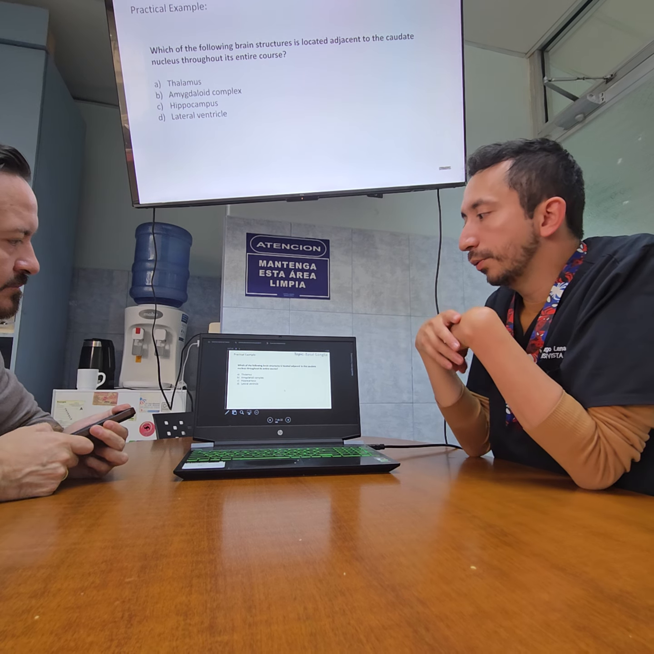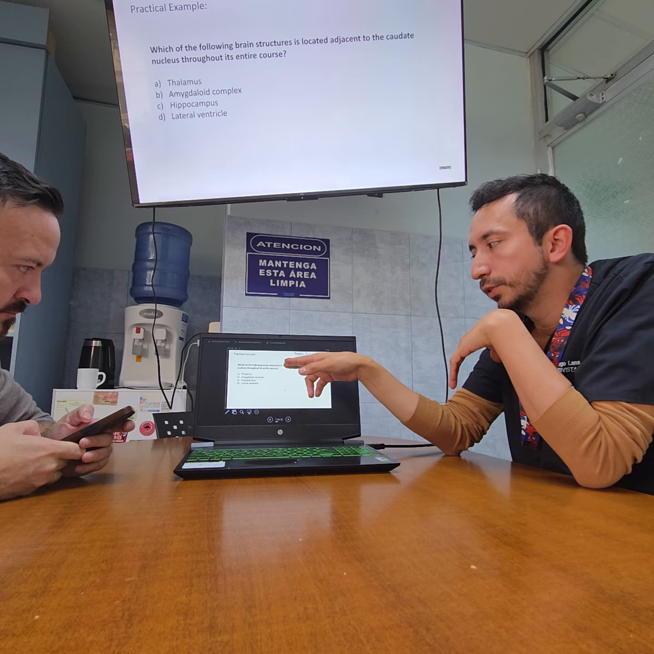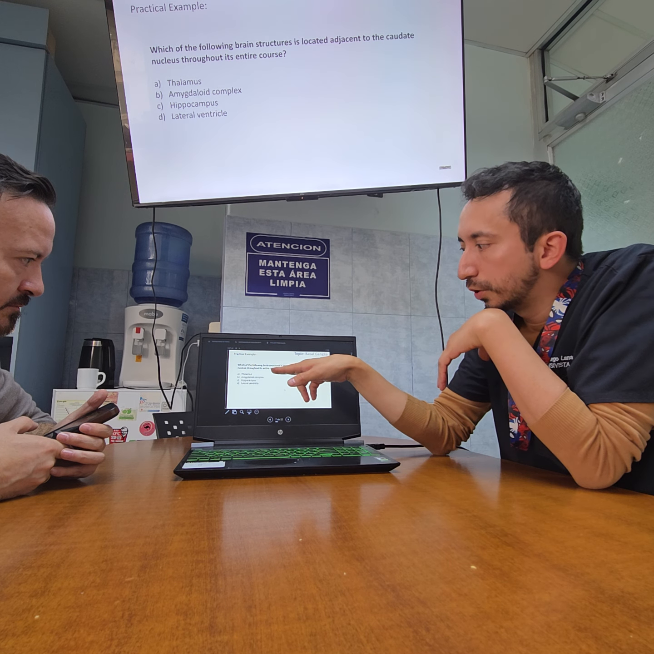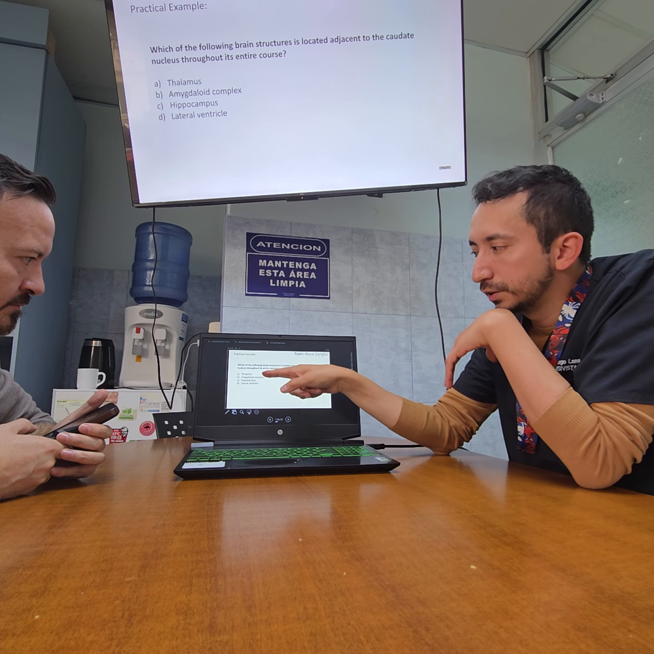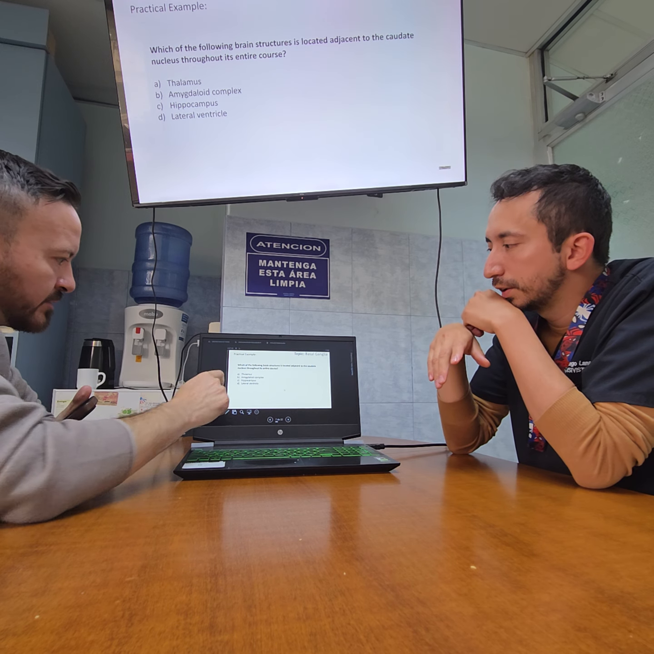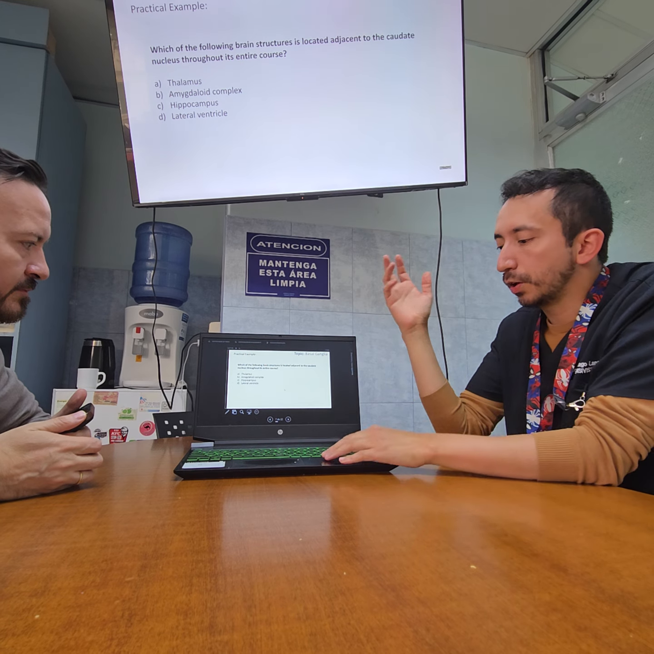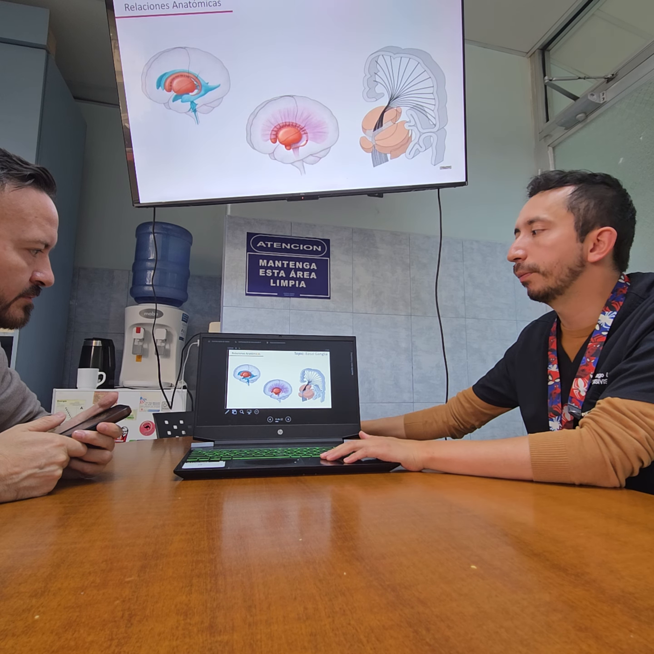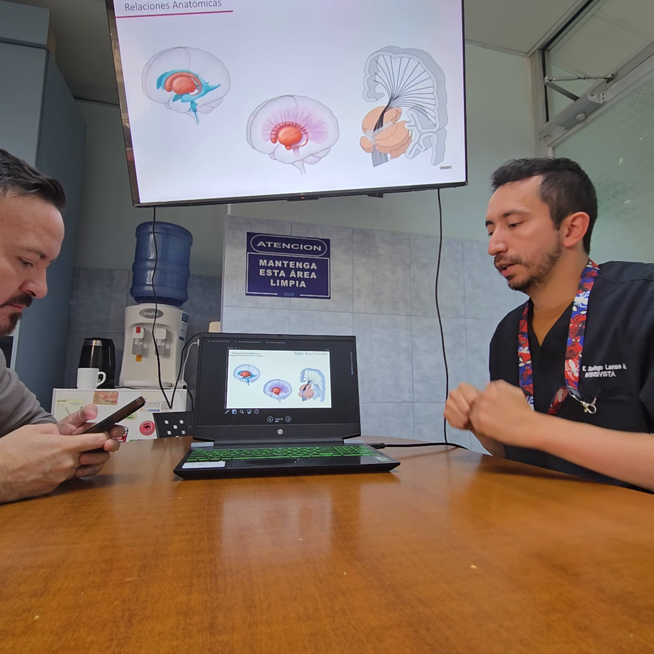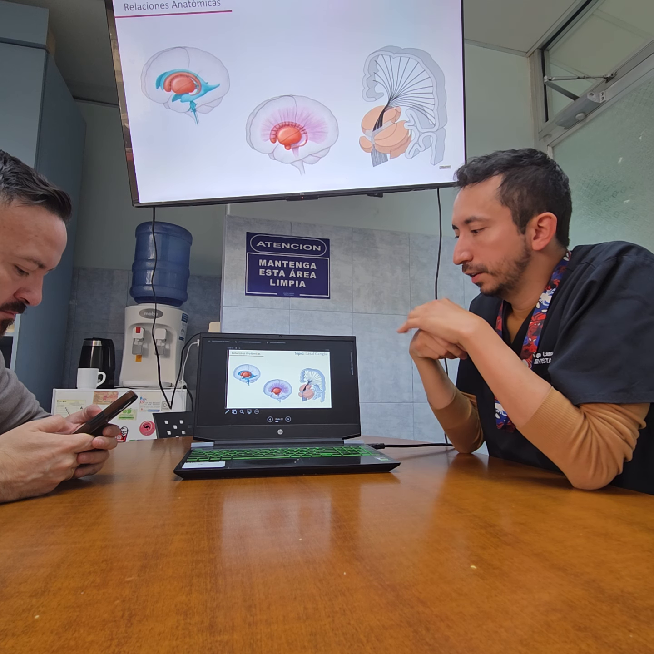So here we are, another question. I'm going to read it for you. Which of the following brain structures is located adjacent to the caudate nucleus throughout its entire course? Thalamus, amygdaloid complex, hippocampus, lateral ventricle. I'm pretty sure it's lateral ventricle. Okay, maybe yes, maybe not. I'm going to give you some information, and with this information, I want you to answer again. I'm going to put the same image.